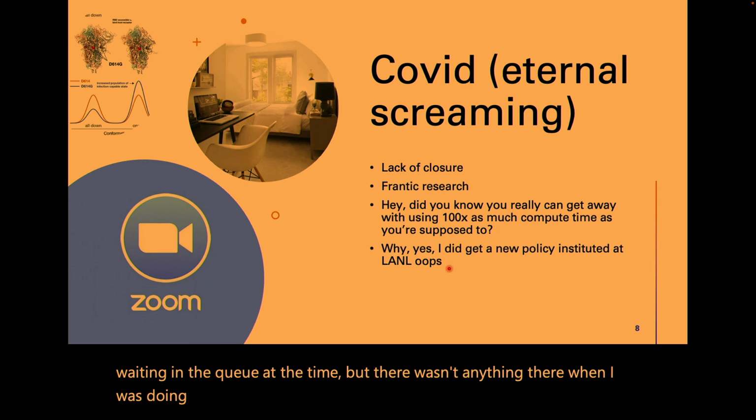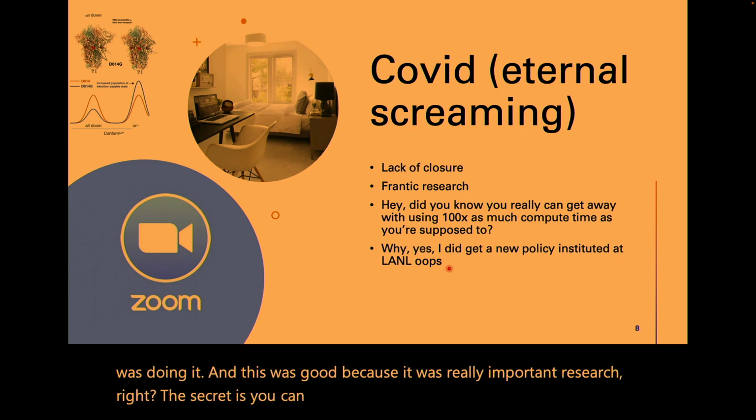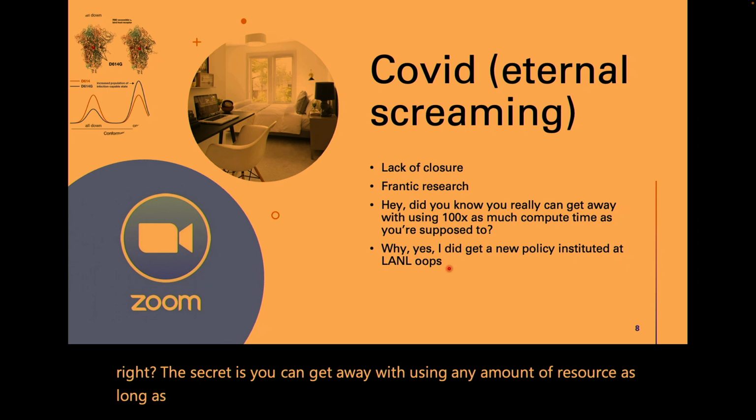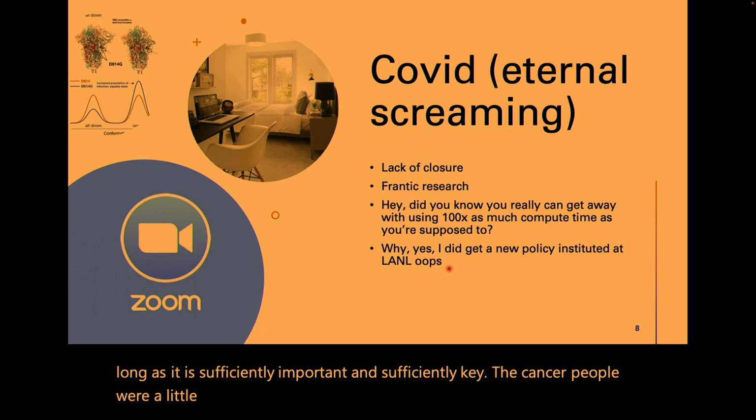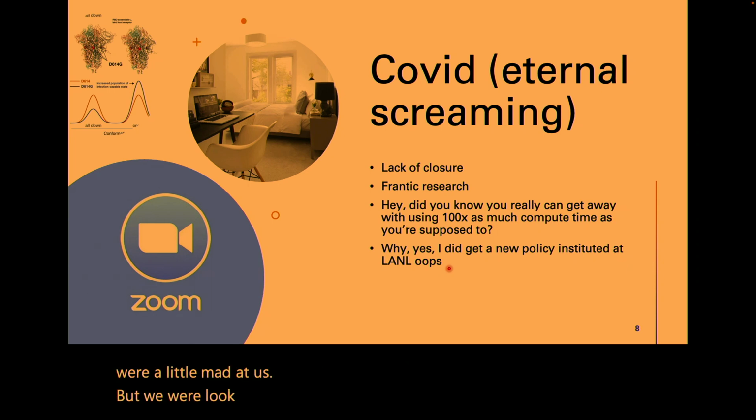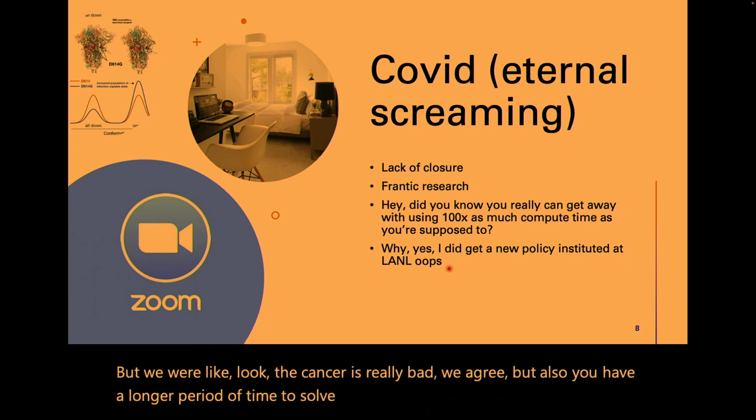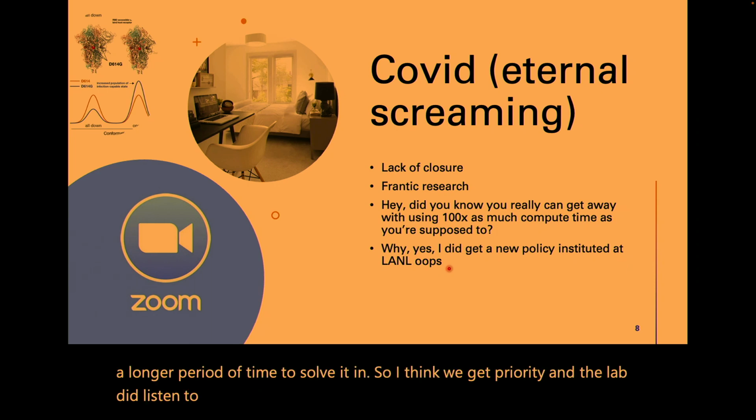And this was good because it was really important research. The secret is you can get away with using any amount of resource as long as it is sufficiently important and sufficiently key. The cancer people were a little mad at us, but we were like, look, the cancer is really bad, we agree, but also you have a longer period of time to solve it in. So I think we get priority. And the lab did listen to us on that. We got out some important, good papers.